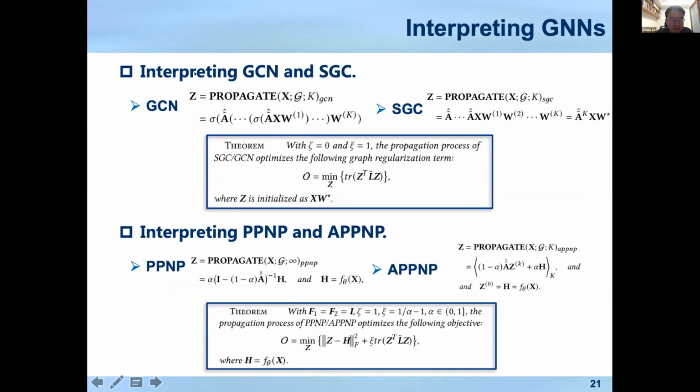First, we interpret existing GNN. For example, the GCN: we can rewrite the GCN and SGC in this equation, with only the graph regularization term. And we can also do the same thing for other GNN.